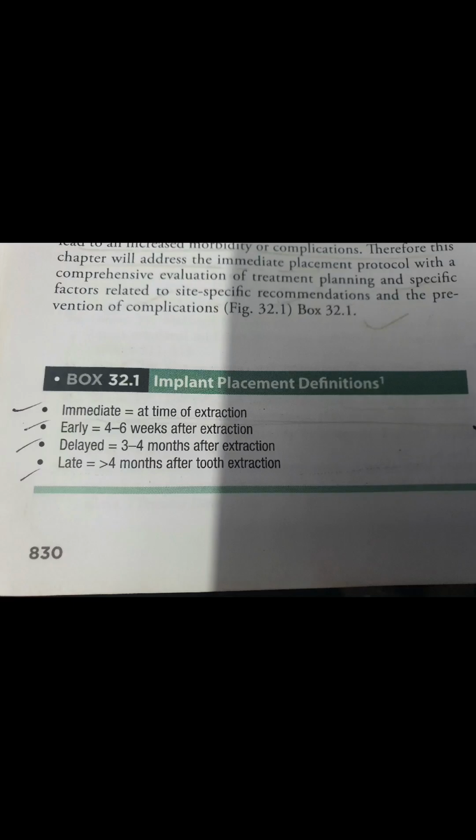So the patient is edentulous for the last 6 years. There's a history of bike accident. So the implant that we're going to place after 6 years is known as the late dental implant. Anything which is greater than 4 months after tooth extraction is known as the late dental implant.